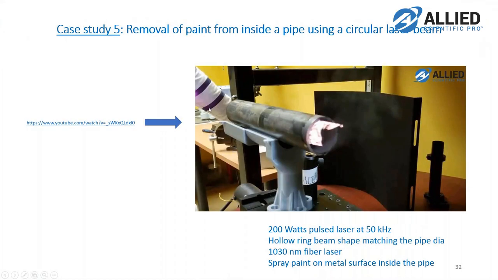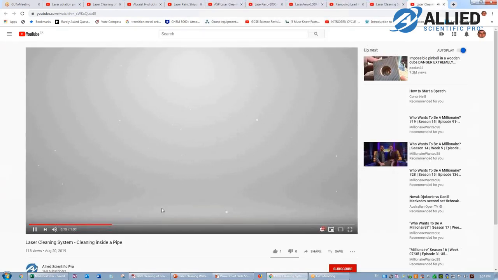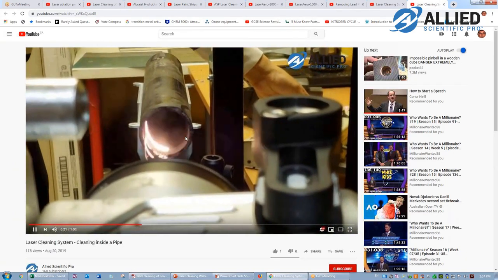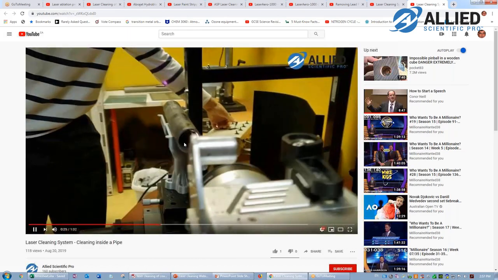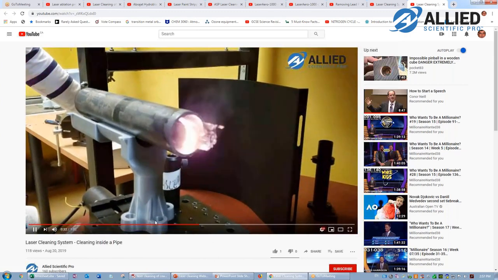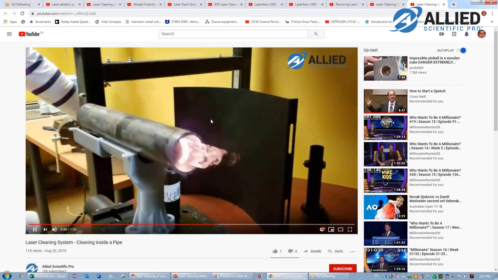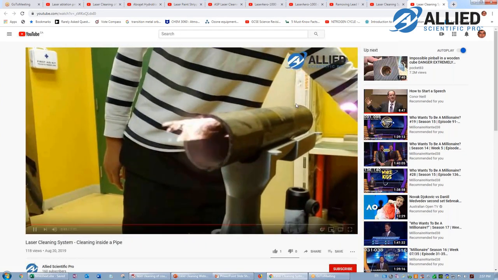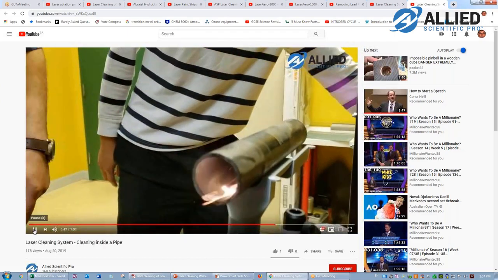Okay, and here is another interesting example. Removal of paint from inside a pipe using a circular laser beam. Several customers have contacted us and asked how it is possible to clean rust from inside a pipe. So for this reason, we show this video where we generated a circular beam, and you can see it is cleaning inside the pipe. The pipe has been mounted on an XY stage, moving back and forth, and the inside of the pipe is cleaned of rust. You can also mount this laser cleaner on a robot and go inside a pipe, if necessary. That's also a possibility.